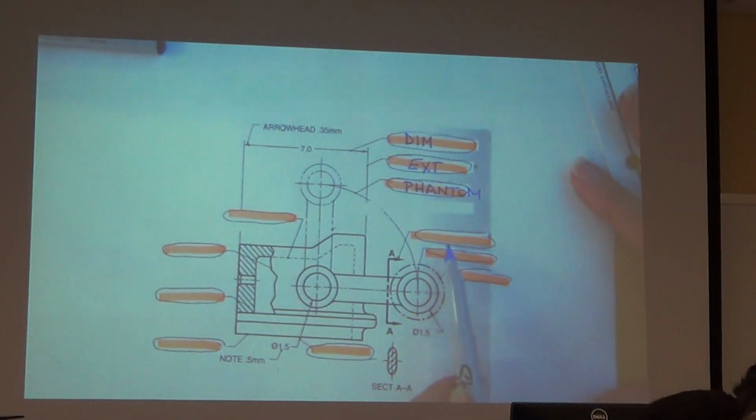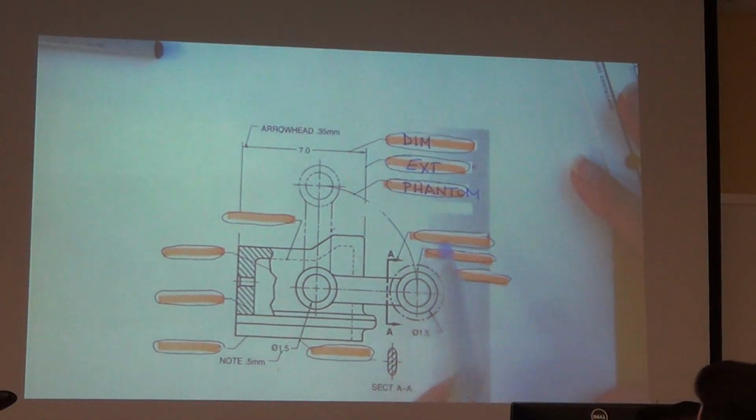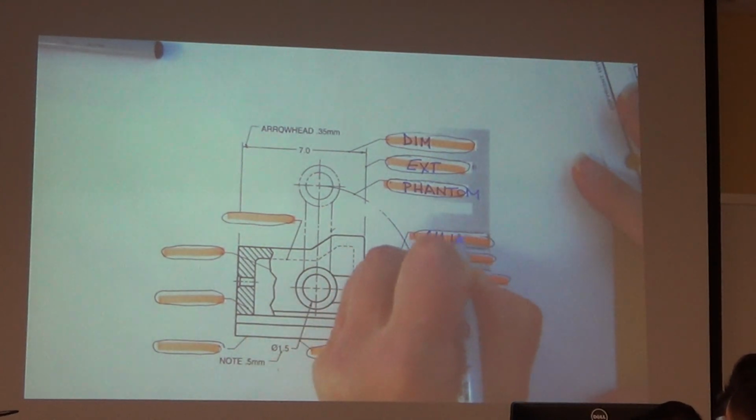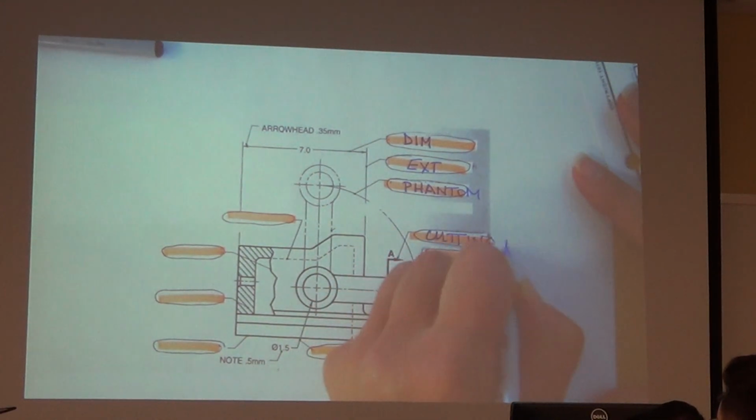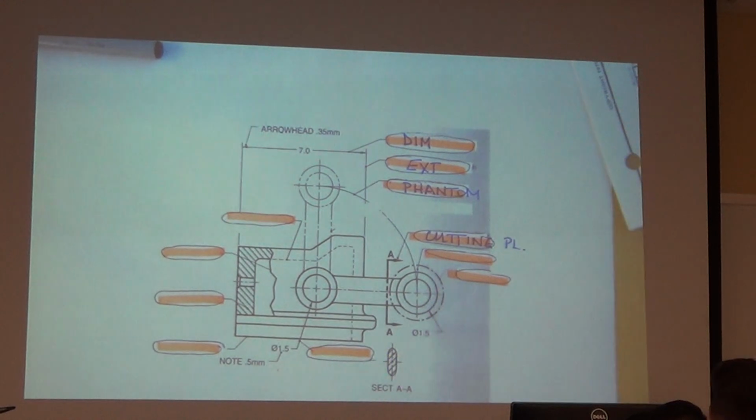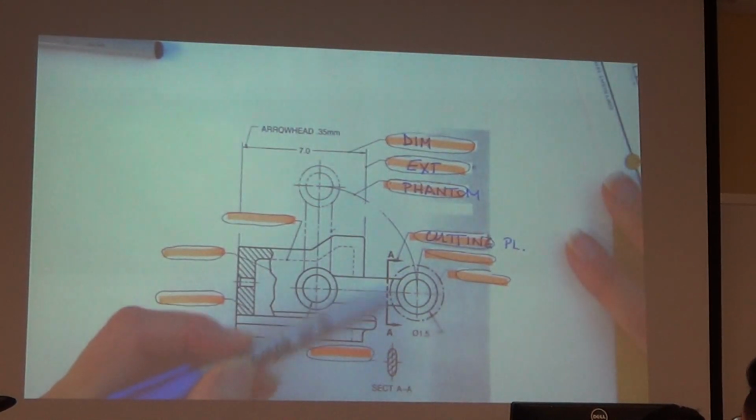Peter, next. A cutting line. A cutting plane line. How did you know it was a cutting plane line? Me specifically? Yeah, you specifically. How come? It's that double arrow. It has a double arrow, it's a thick line, and it's actually cutting the part.